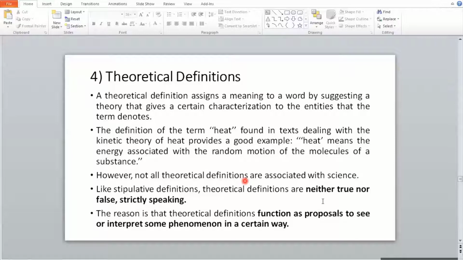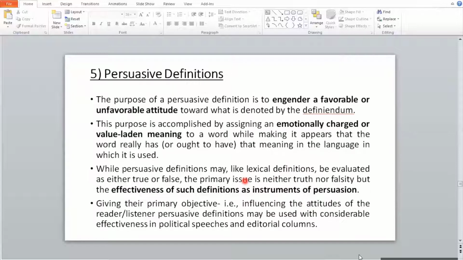The reason is that theoretical definition functions as a proposal to see or interpret some phenomenon in a certain way. It is specific to a situation. Okay? Now we can jump to the last but not the least type of definition for this discussion.